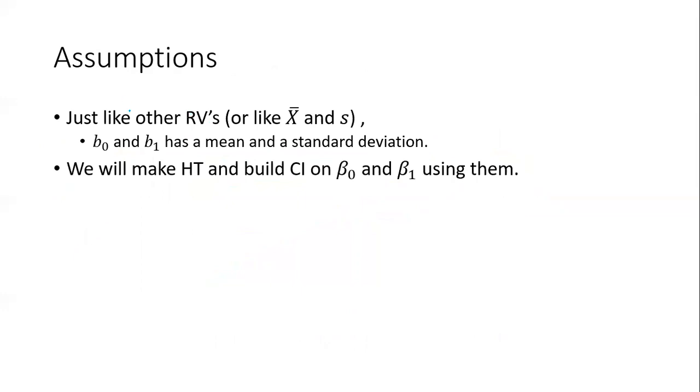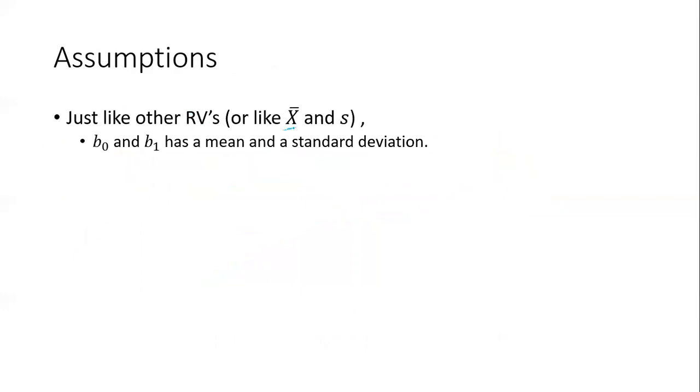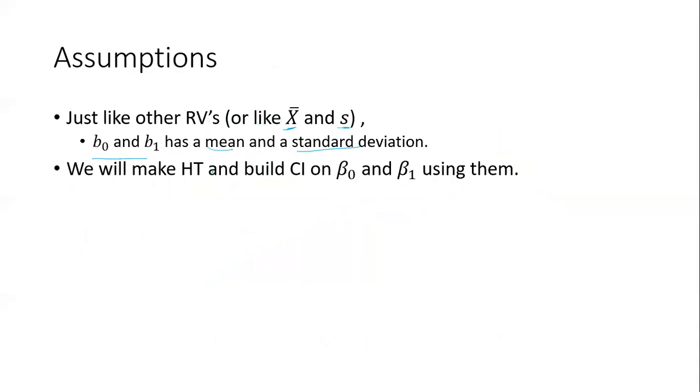Just like the other random variables, x bar and s, b0 and b1 have a mean, a standard deviation, and of course a distribution. So what we will do is just like we did with mu and sigma. Remember, this is for mu, this is for sigma. We used them to make confidence intervals and hypothesis tests. Again, we will make hypothesis tests and build confidence intervals on beta 0 and beta 1 using B0 and B1.